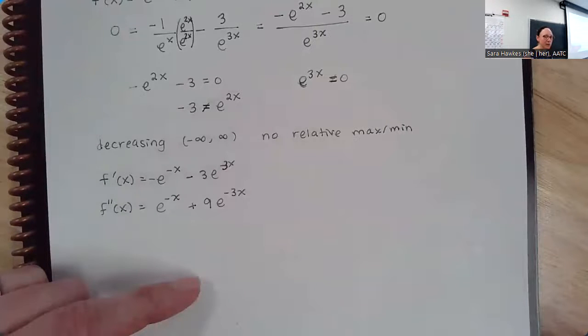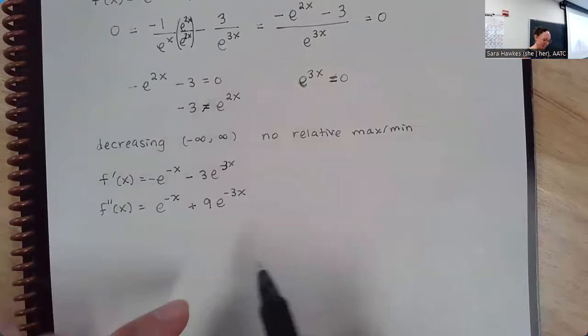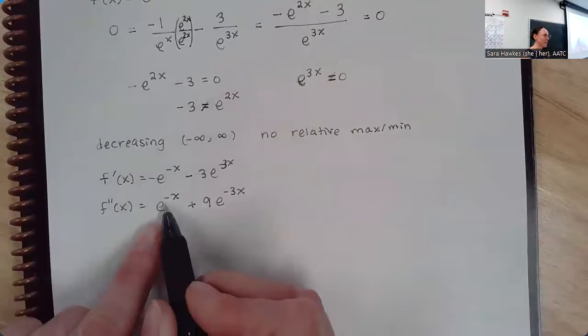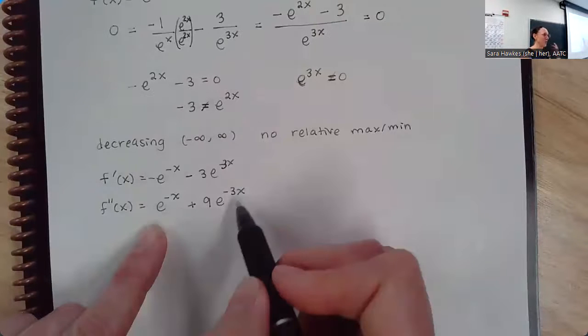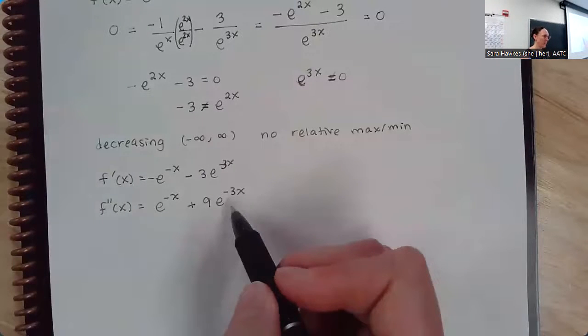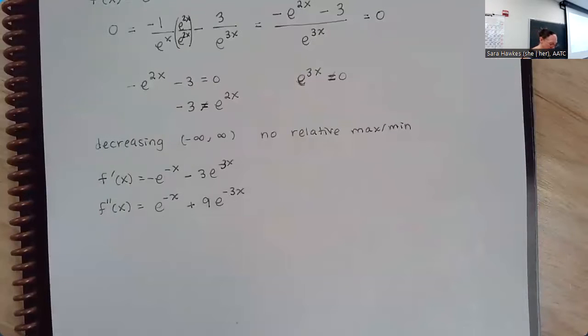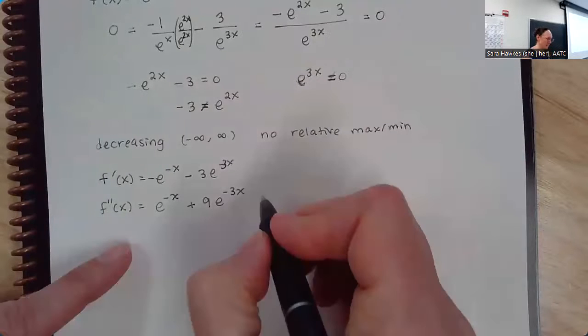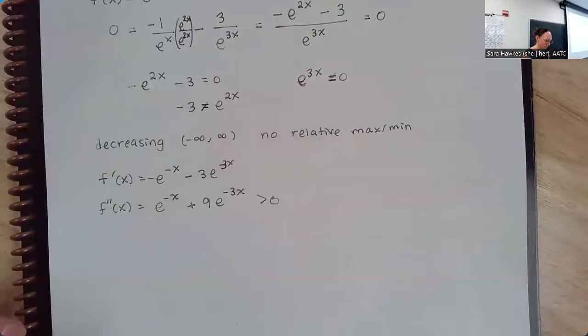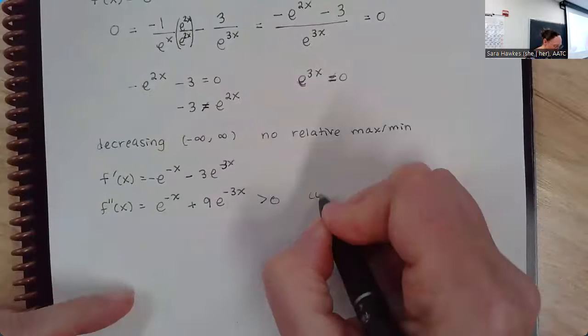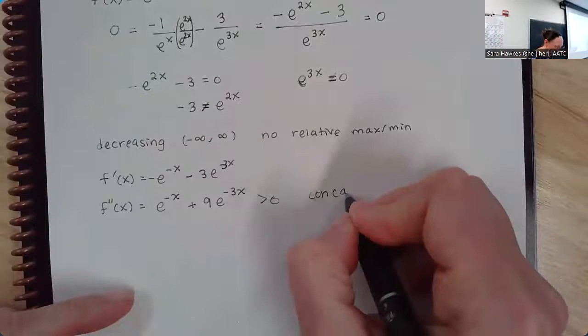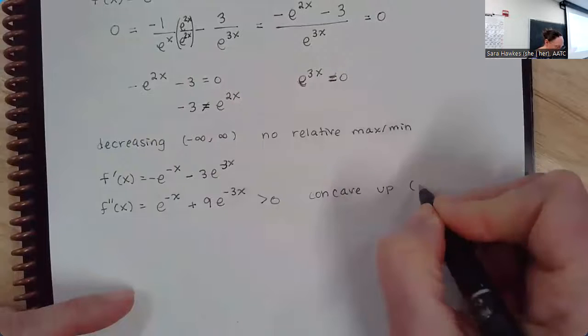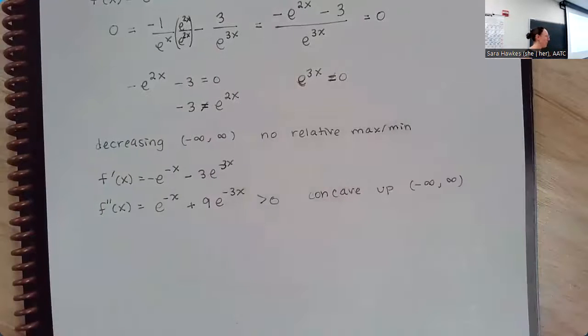And I could do some algebra, but already I know that e to the negative x is always a positive number and e to the negative 3x is always a positive number. So it doesn't matter what I try to plug in. This is always positive. So this is concave up on negative infinity to positive infinity.